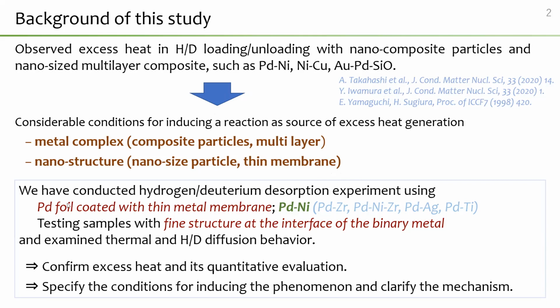Concerning these, we have conducted a hydrogen deuterium desorption experiment using palladium foil coated with a thin metal membrane, where we have tried various metal combinations as shown here, but in this presentation, we focus on the palladium nickel sample that gave the most characteristic results. In the sample, there is a fine structure at the interface of the binary metals. Using these samples, we have conducted the deuterium hydrogen desorption experiment, and examined thermal and hydrogen deuterium diffusion behavior.